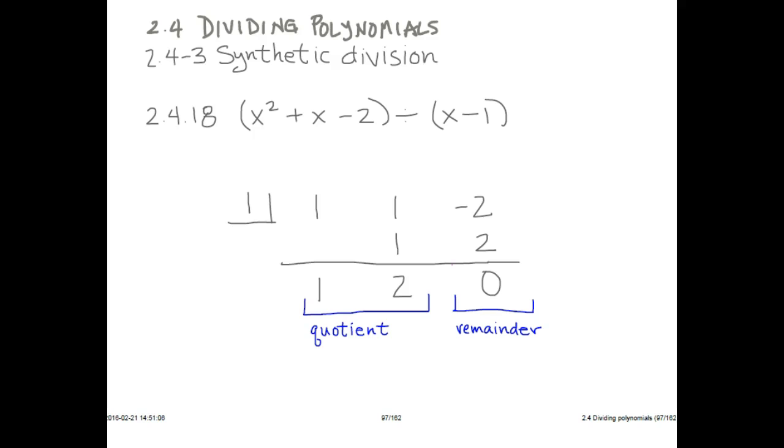Well, I know that this quotient has to be another linear factor. How do I know that? Because the exponent here was 2 and the exponent here was 1. Okay, so how do I interpret that? It's 1x plus 2 and then a remainder of 0.